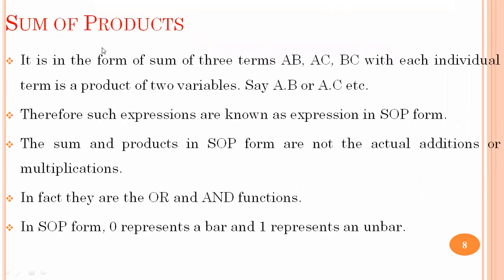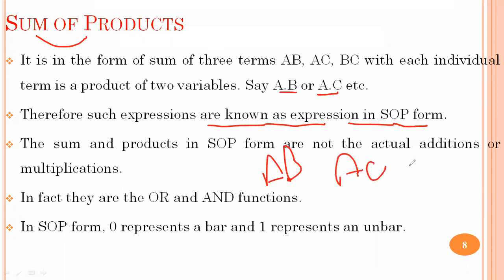Sum of products is in the form of a sum of three terms AB, AC and BC, with each individual term being a product of two variables, like A dot B and A dot C, etc. Therefore, such expressions are known as expressions in sum of products. Basically, the name suggests that we have some products like AB, AC, BC, and we are doing the sum of their products.